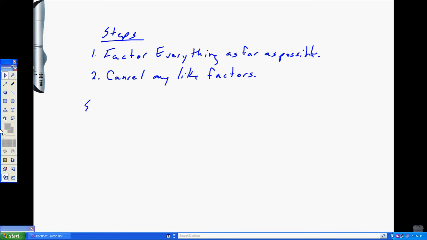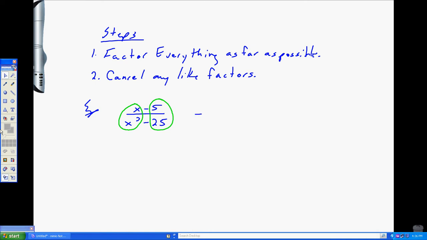A real quick example of this might be something like x minus 5 over x squared minus 25. Now, here's what I'm talking about. Lots of people will make the mistake of reducing this and then this. Well, that's not right. What you have to do is actually factor.